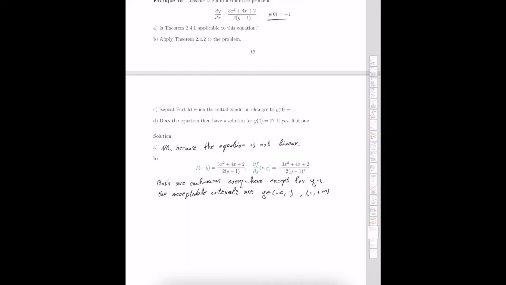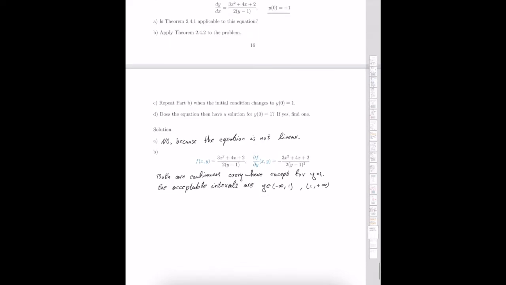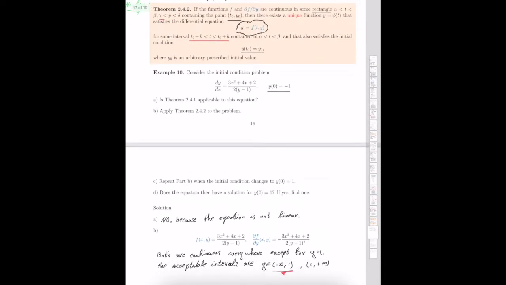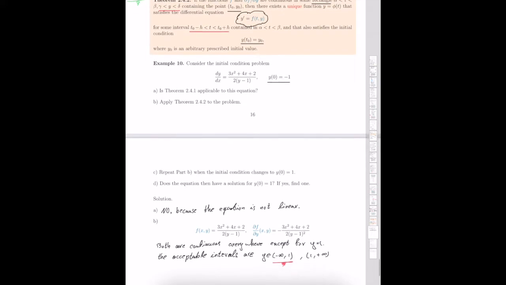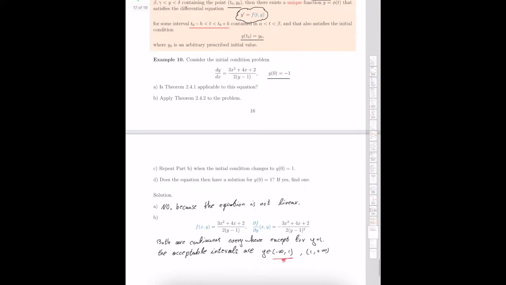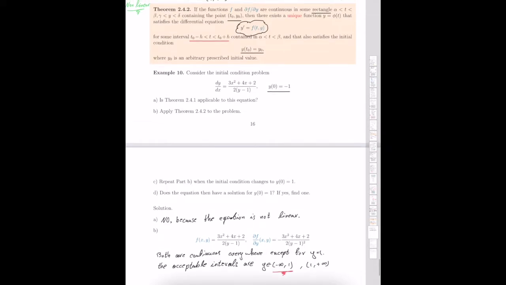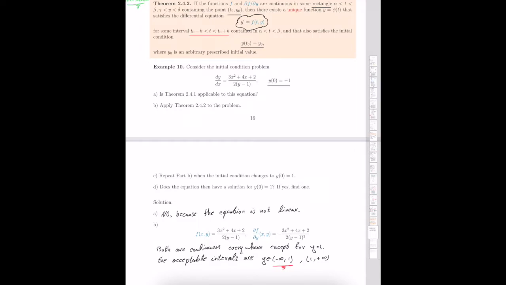Now, because of this initial condition, which says for x equal to 0, I should get y equal to minus 1, then obviously this is the interval I'm looking for. And that brings me to this interval, right? Okay. x of course can take any value, or x is corresponding to t in that theorem. I don't have any issues there.